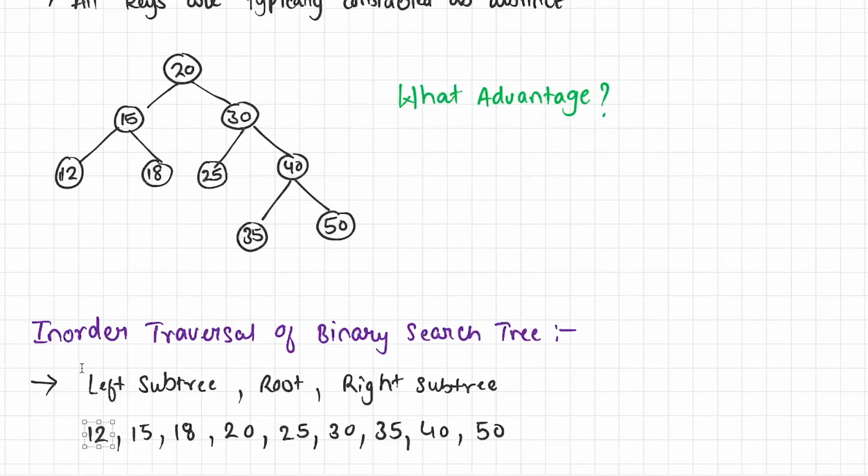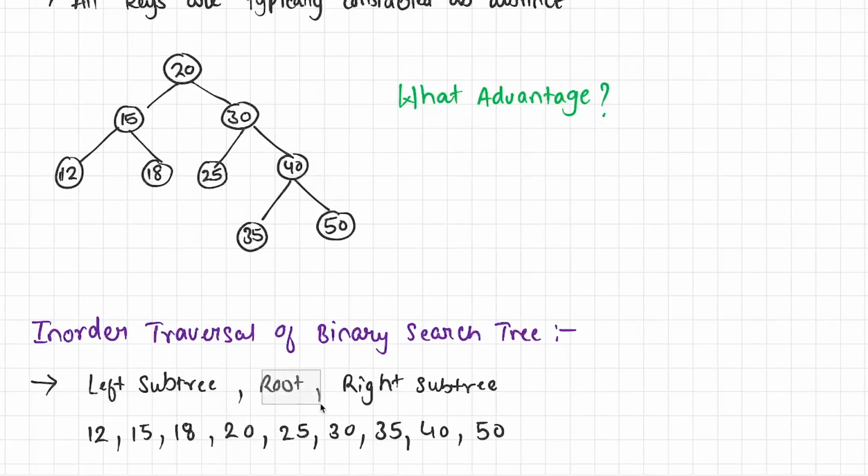Then as per the in-order traversal, after traversing the left subtree, we have to go to the root. So the root of 12 is 15. So we print 15 on the screen. Then after the root, we have to go to the right subtree. So the right subtree of 15 is 18. So 18 gets printed on the screen. So we are done with 12, 15 and 18. Now the left subtree is complete. Now let's go to the root. So the root is 20. So 20 gets printed on the screen.